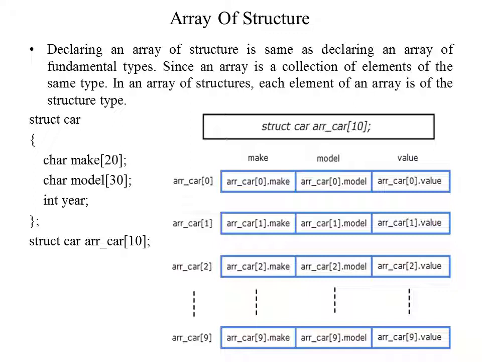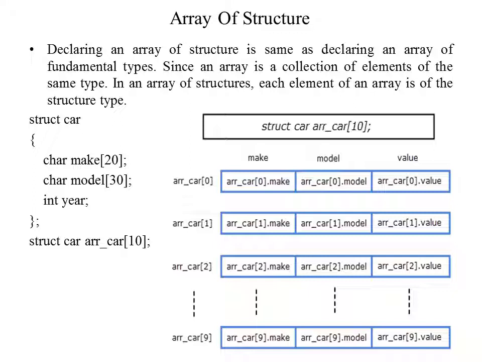And then we are creating an array arr_car of struct car type. Struct car is the data type. We are creating one array arr_car and the size of the array we have taken is 10. Now comes the pictorial representation of this. arr_car, the size is 10. It means the first index will be 0, the second subscript will be 1 and so on. So the last subscript will be 9.